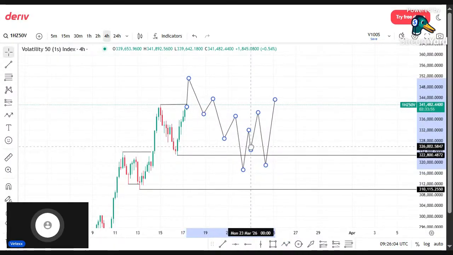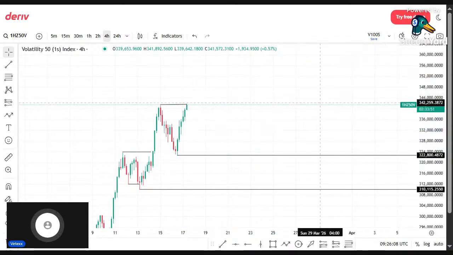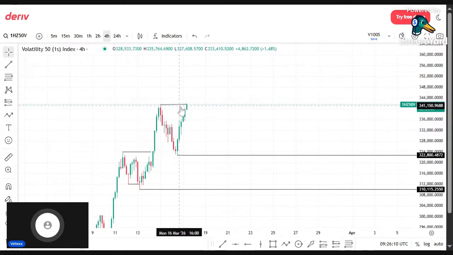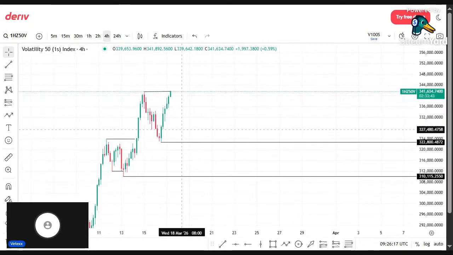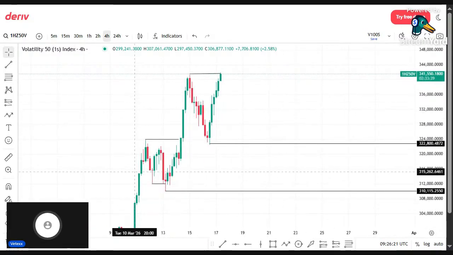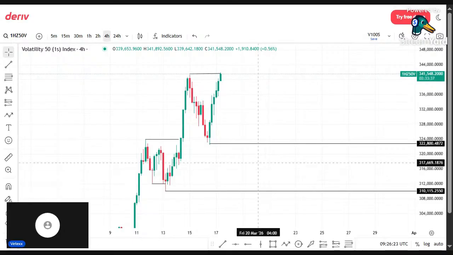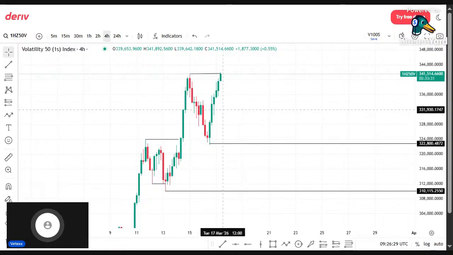So this is what I'm anticipating on V51 index, but it has not done that yet. So I'm waiting for price to break this, to give us our second break of structure. Then we can have a clean buy structure on V51 index on the 4-hour time frame. So this is what I personally am anticipating on V51.